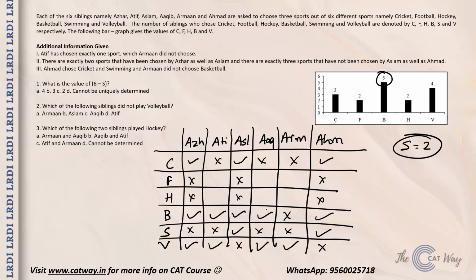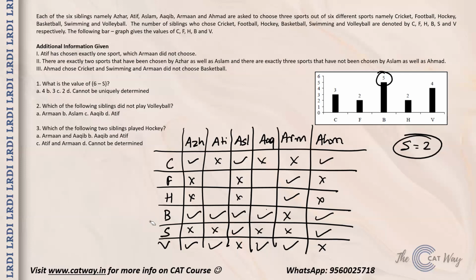Okay, now talking about Arman. So for Arman, we know which three sports he did not choose. That means the remaining three sports are clear, the ones which he chose, right? Now between Atif and Akib, football has to be taken by two people, and similarly, hockey has to be taken by two people. Now, which person it will be is not clear because about Akib, nothing has been given. About Atif, one thing was given that Atif chose exactly one sport which Arman did not choose, and that sport is already basketball. So we know nothing more about Atif and Akib. So these two places will remain unfilled.